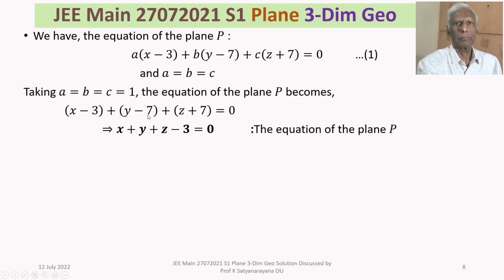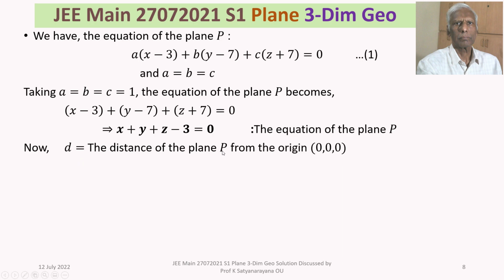-3 - 7, -7 + 7 cancels. So you get -3. It's okay. This is the equation of the plane. So what is it that we want? d is the distance of the plane P from the origin (0, 0, 0). Then we want the value of d square.